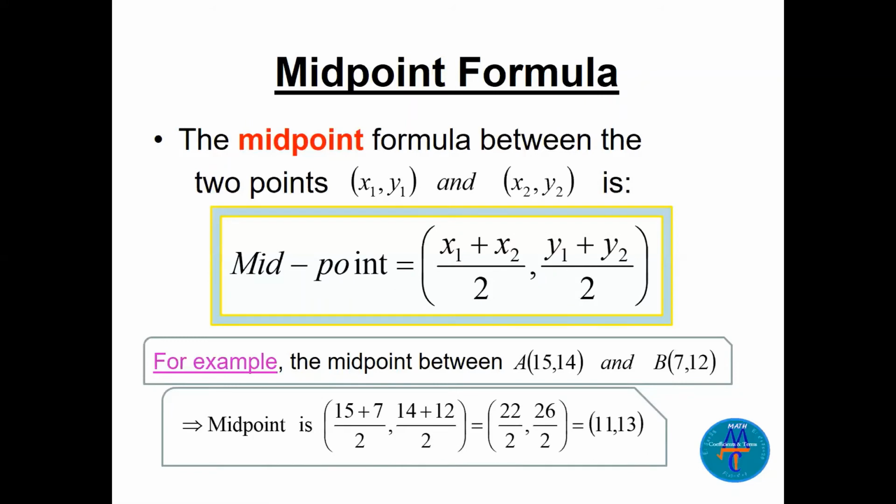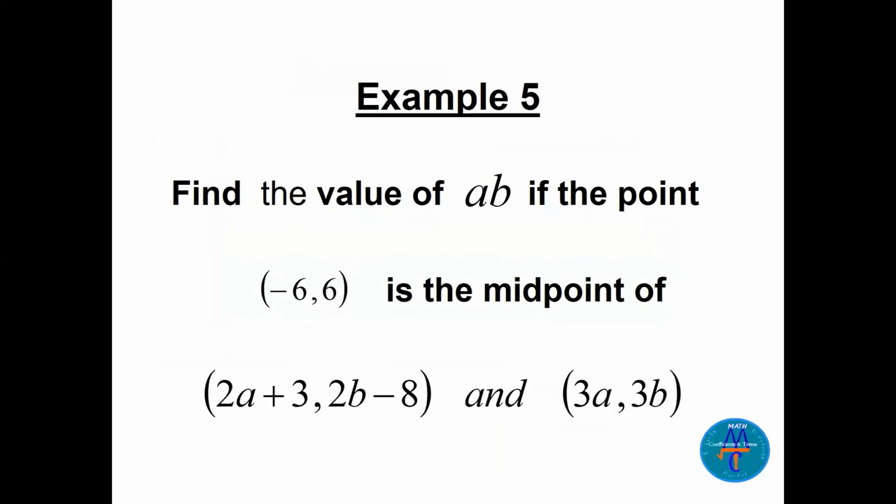Let's see some questions about the midpoint formula. Oh, nice question maybe. Find the value of AB. So we need A, we need B, then we multiply them. If the point minus 6, 6 is the midpoint of these 2 points, 2A plus 3, 2B minus 8, and 3A, 3B. See, this is like a little twist here. I gave you the midpoint, minus 6, 6.